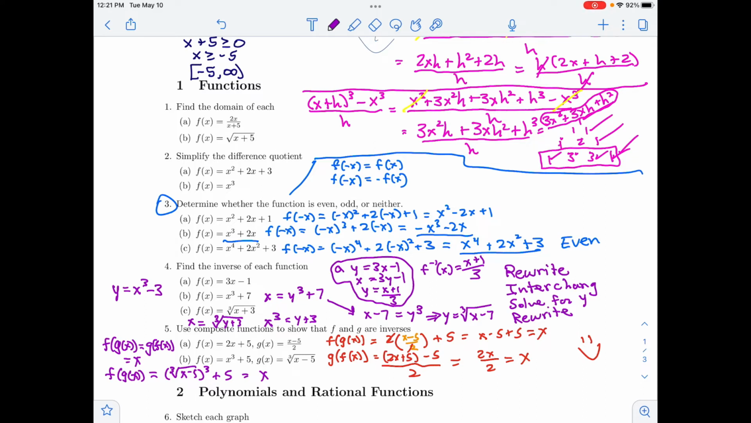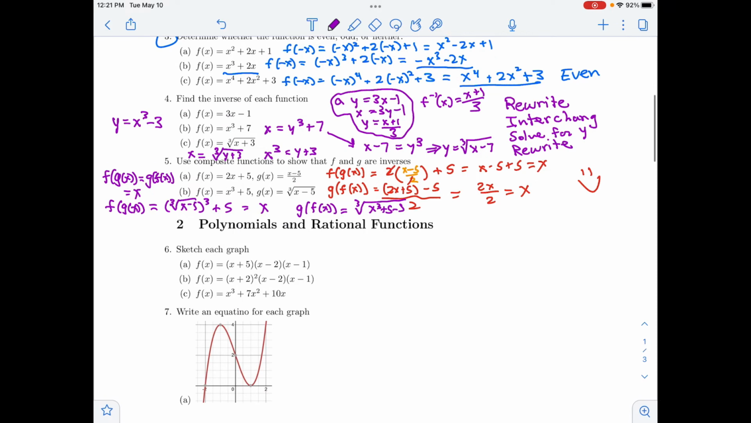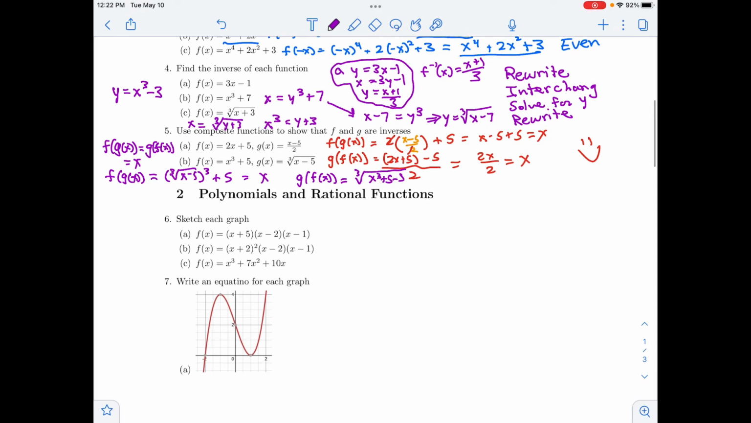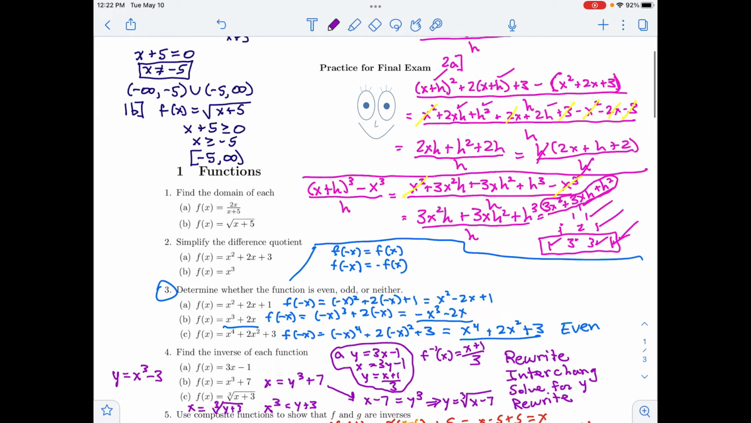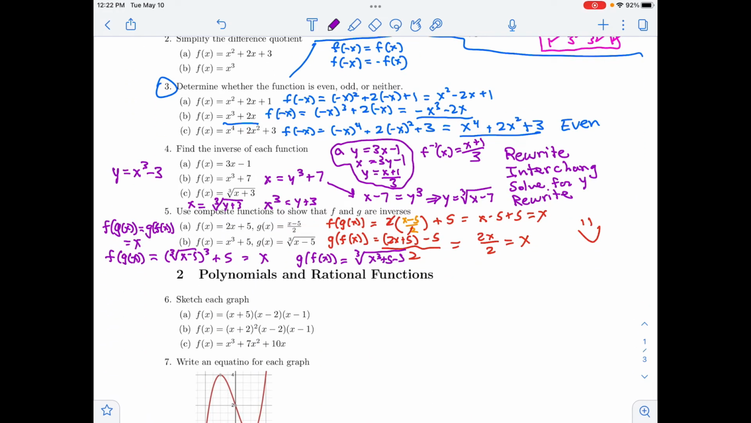We can go the other way too. G of f of x, and that is the cube root of x cubed plus 5 minus 5. And you can see that's x as well. Okay, now, those are the highlights of what we need to know about functions. It's not everything we need to know about functions, but as far as what I'm going to focus on for this test, that's where you need to zero in on this stuff.